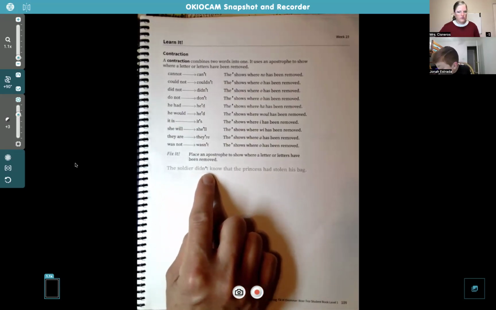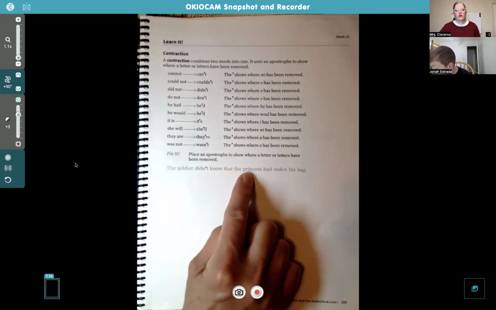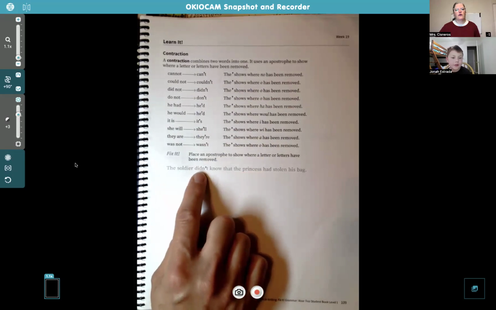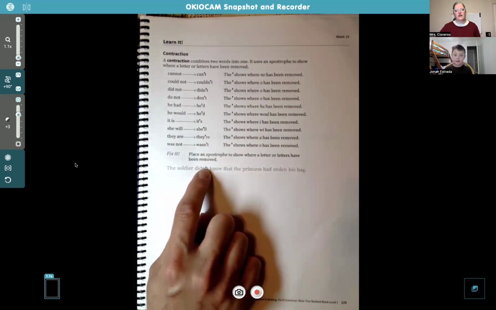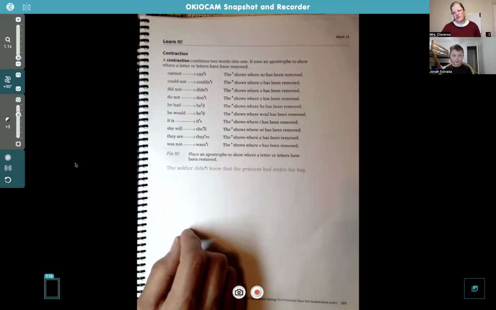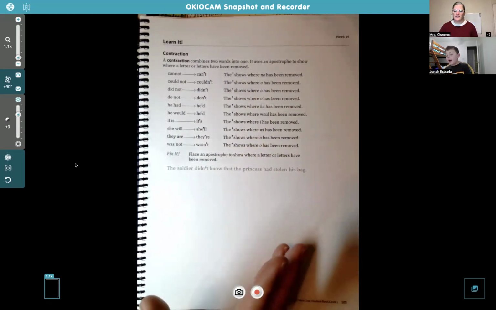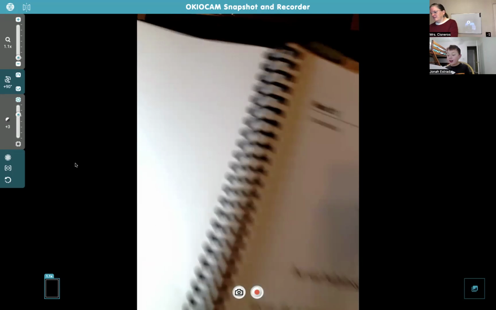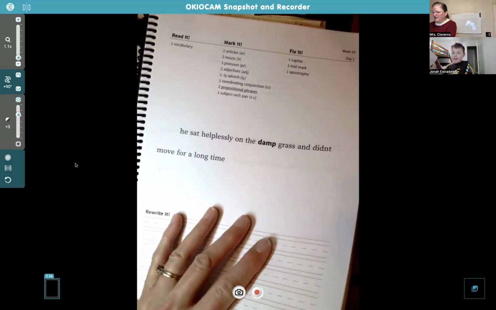The soldier didn't know that the princess had stolen his bag. Good. So that word didn't is a contraction, and see how the apostrophe is darker because it's showing that you have to put in the apostrophe. So they're going to forget it, and then you have to figure out where it goes. Because I just saw on 111 that there's an apostrophe. Oh, you already looked ahead. Look at you. You're quick.